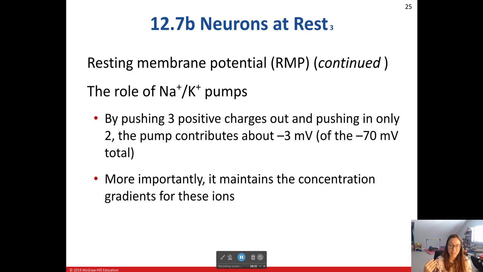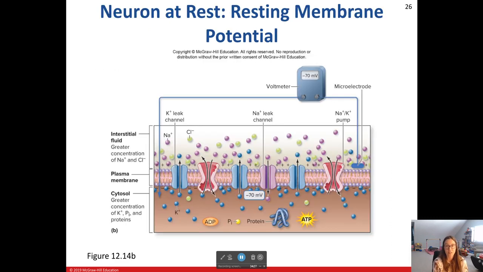And most importantly, it maintains those concentration gradients for those ions. So we have lots of potassium inside the cell and lots of sodium outside the cell. You'll have to know where those ions are at rest.